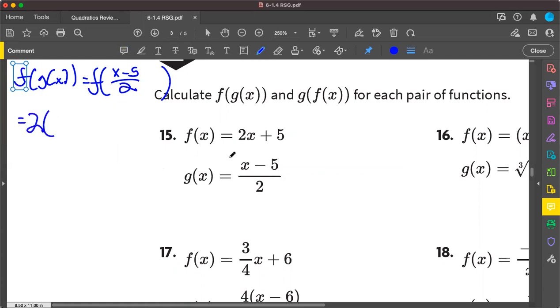So instead of 2x plus 5, leave a little bit of a blank and write in what your new input is. And then just evaluate that. So you're taking two versions of this fraction, so that cancels. You're now left with up top, x minus 5 plus 5. Your 5's cancel, so this equals x. So that's f of g of x.